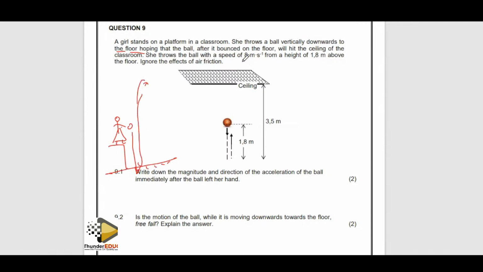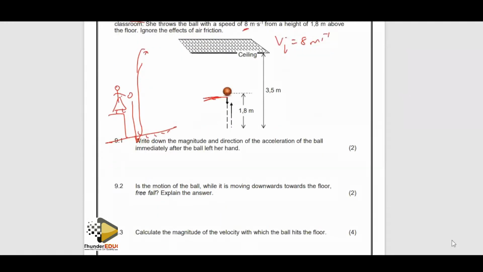So she throws the ball with this speed. Our initial velocity is 8 meters per second, and there is a height above the floor. Okay, so that is the platform. We need to ignore the air friction, air resistance. Then they want us to write down the magnitude and direction of the acceleration of the ball immediately after it left the hand. So acceleration, guys, it's a giveaway, this one.